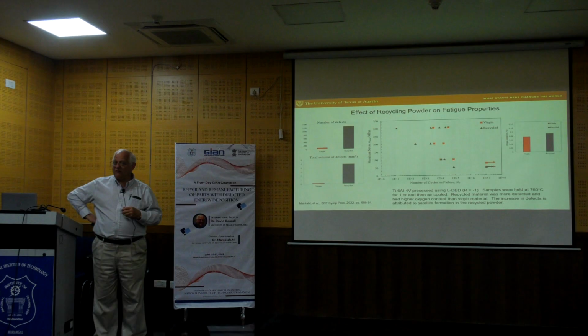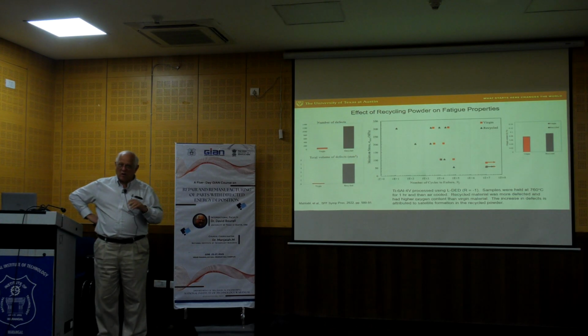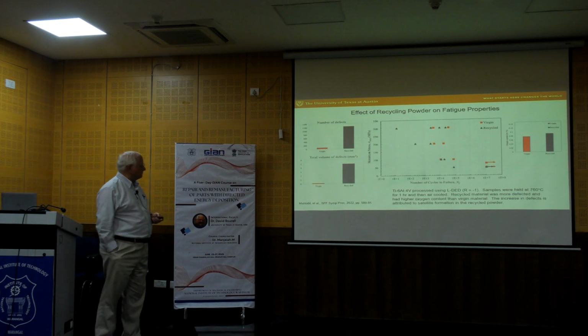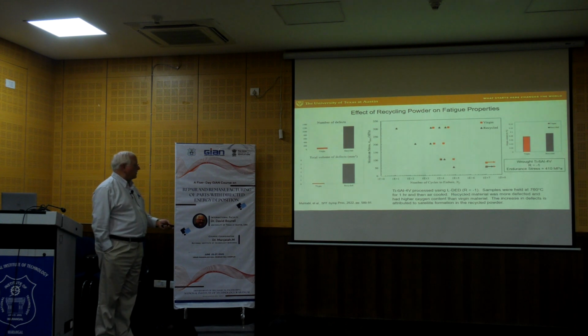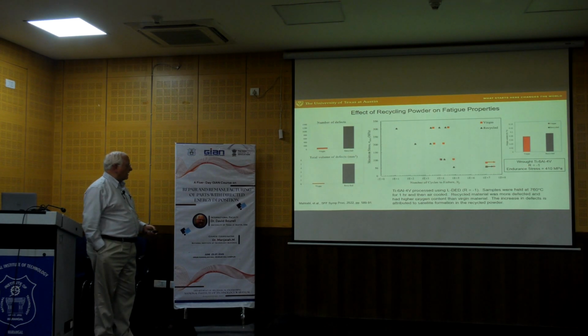It actually can dissolve substitutionally a very large amount of oxygen in the solid state. And not only that, but as the oxygen content increases, the ductility and the fracture behavior degrades. So it's important to monitor and watch the oxygen content in these materials. So anyway, the bottom line here is that the recycled material was more defected, had higher oxygen content, and an increase in defects.